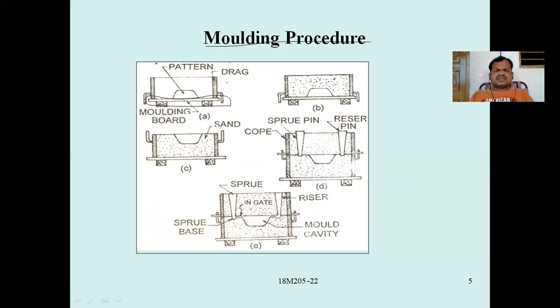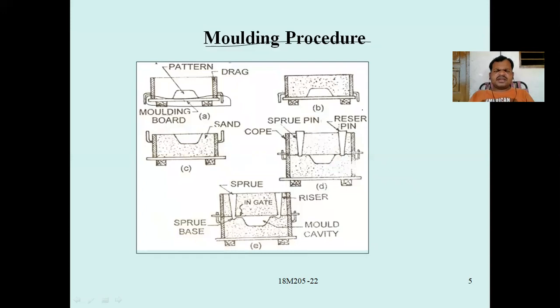Next one is the drag box. These are the screw pins, supporting pins, so that the parts cannot be disturbed and they keep their position. That is the main purpose of such pins.